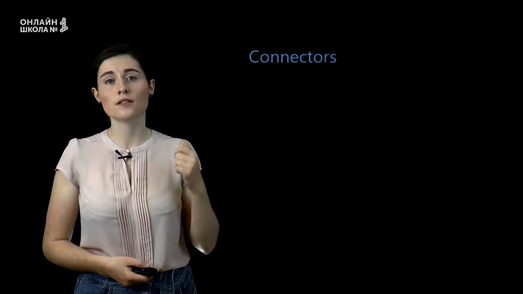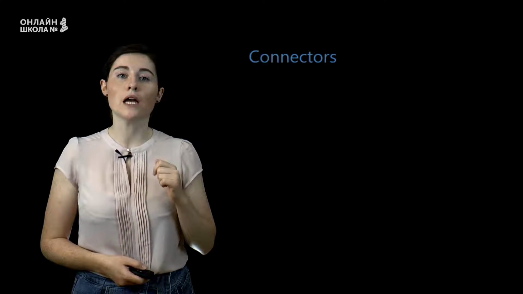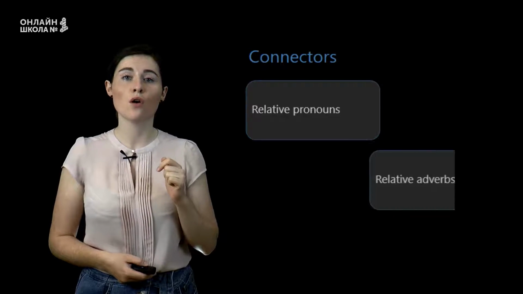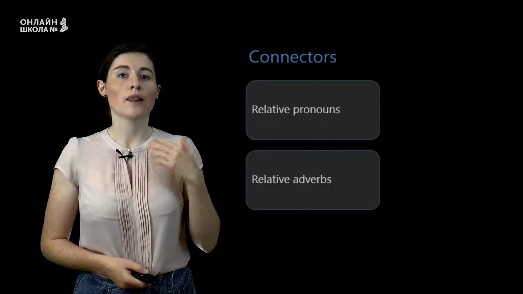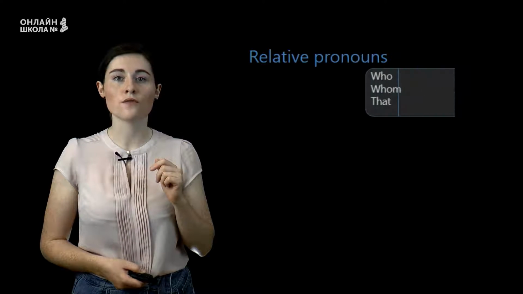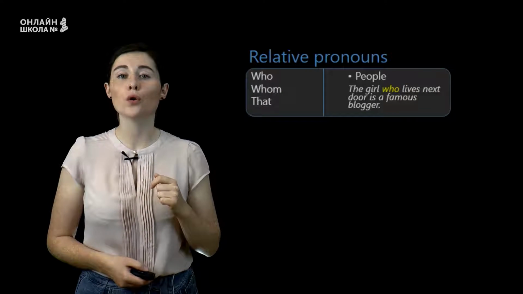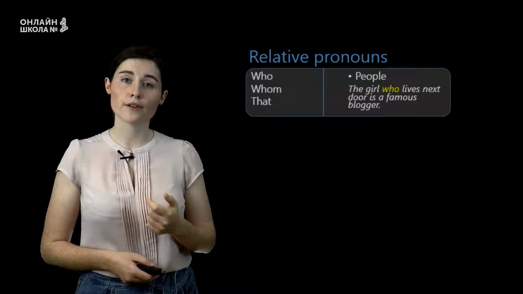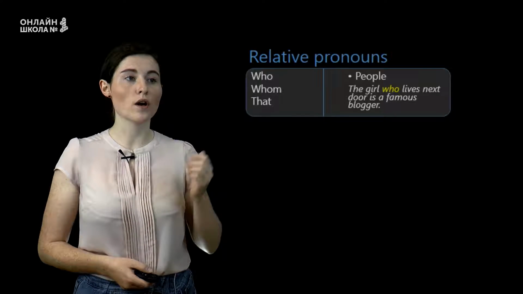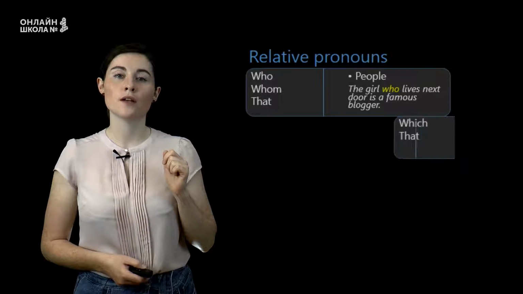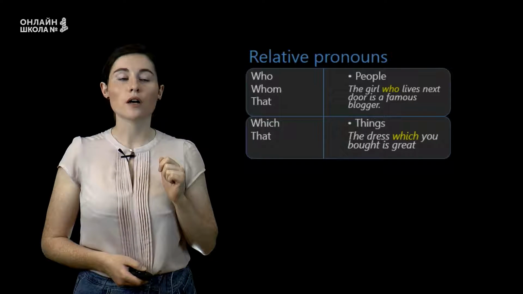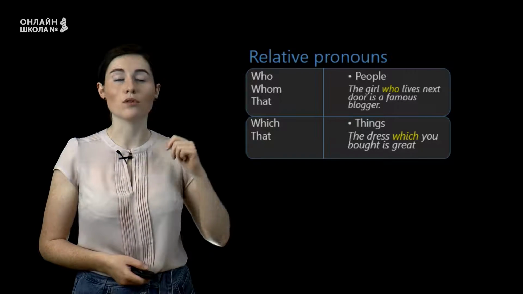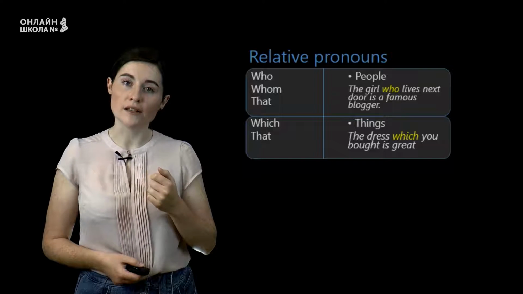So, two clauses in a sentence can be connected by various words. For example, they can be connected by relative pronouns or relative adverbs. Let's look at some relative pronouns. First of all, these are pronouns who, whom, and that. And these relative pronouns are used to speak about people. For example, the girl who lives next door is a famous blogger. Next two pronouns are which and that, and we use them to speak about things. For example, the dress which you bought is great.